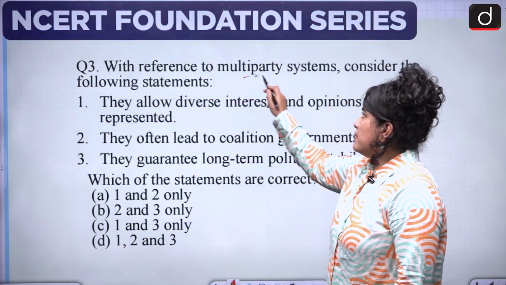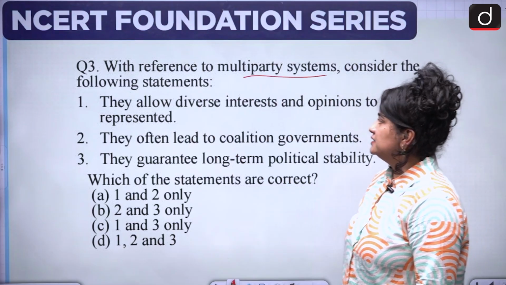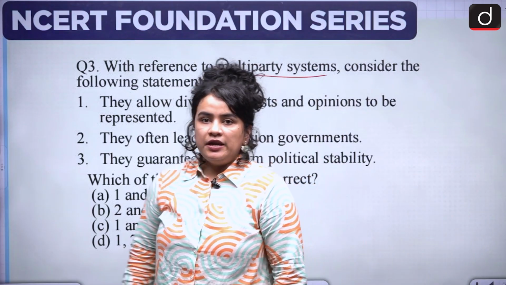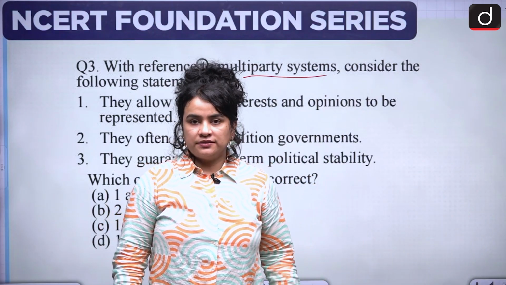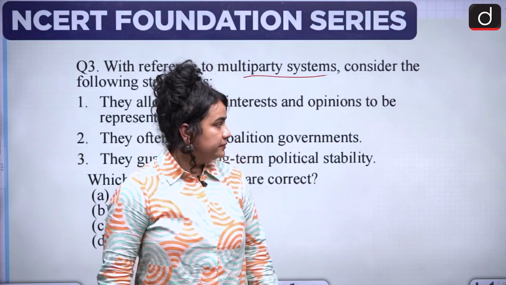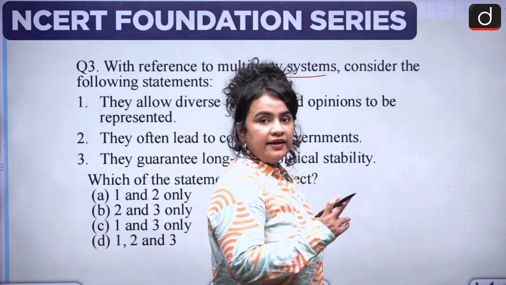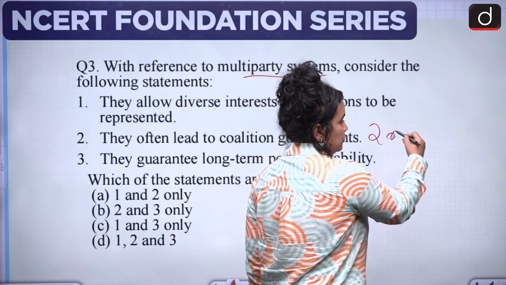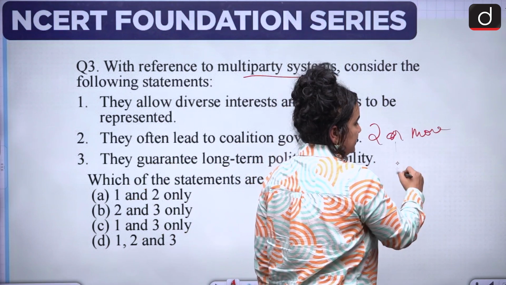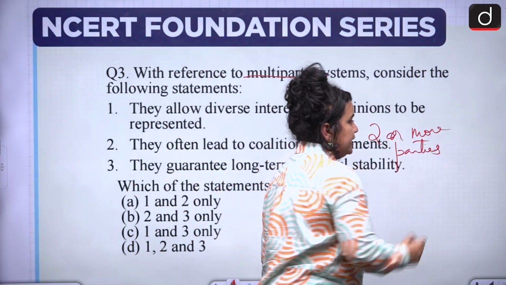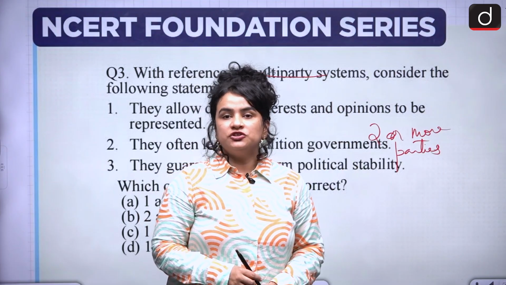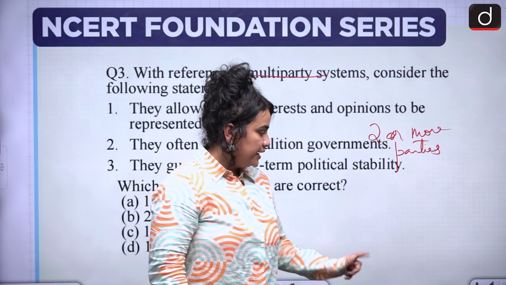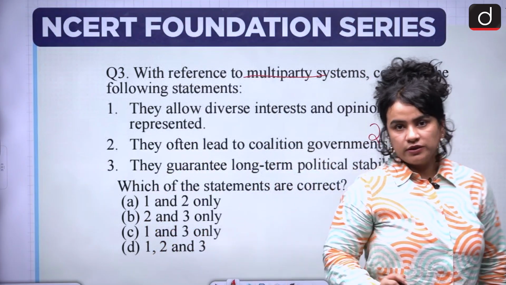With reference to multi-party systems, consider the following statements. Now, what is multi-party system? Multi-party system is a system where there are 2 or more parties that contest elections and have a reasonable chance of winning the elections. Let's try to understand how the system works.